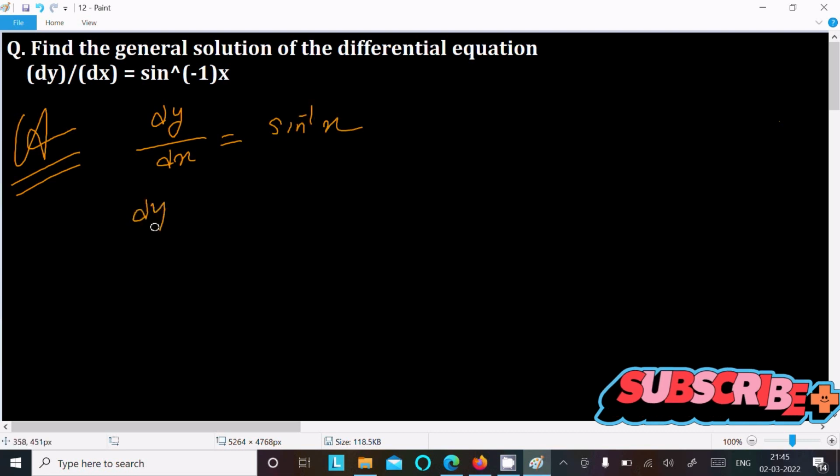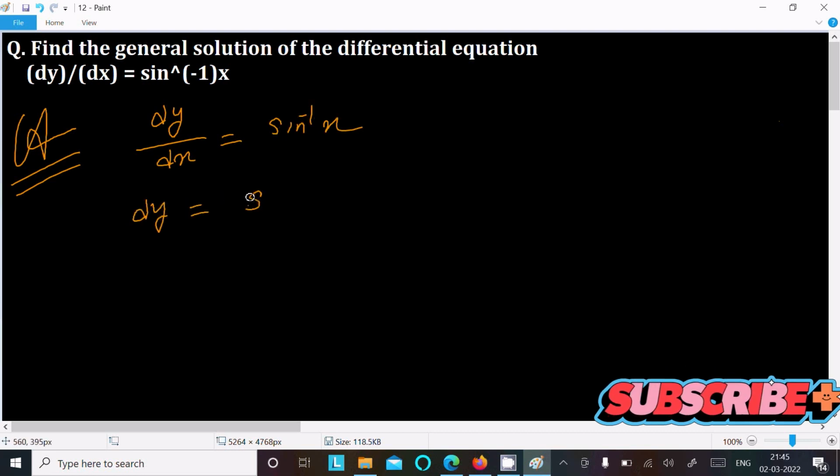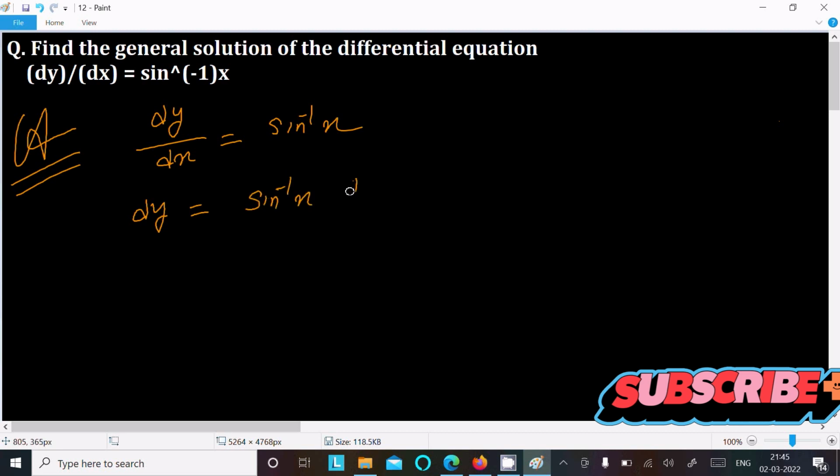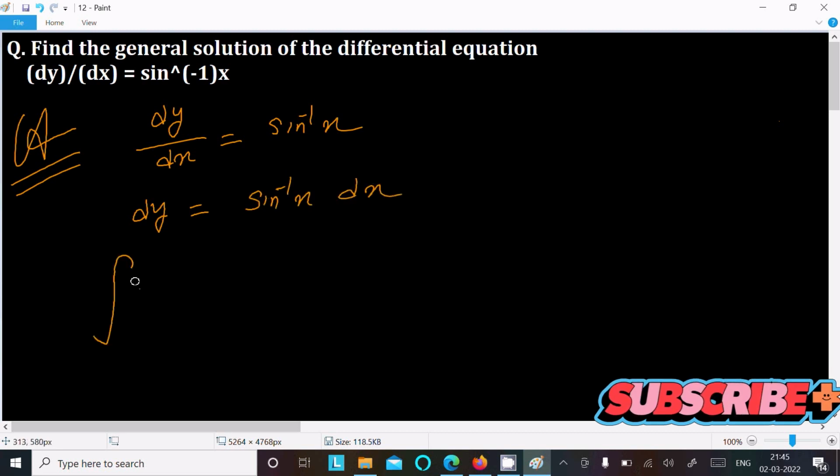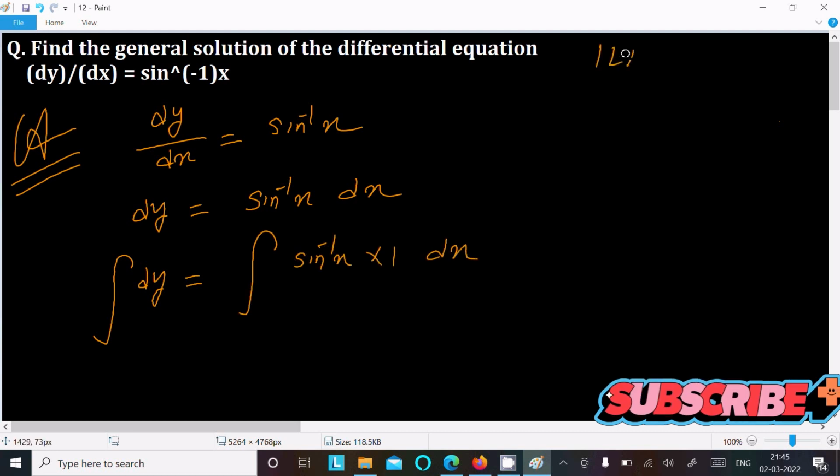After that, here we can write dy equal to sine inverse x dx. After that, let's include the integration on both sides. And here we can write 1 dx. So we know the Euler rule.